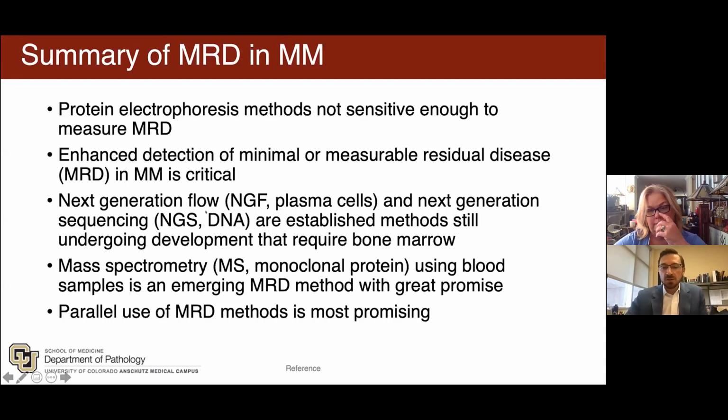Those methods are next generation flow for the cells, next generation sequencing for the DNA, and then mass spectrometry for the protein. Again, the cells and the DNA from the bone marrow and the protein circulating in the blood. So this, again, is one of the major upsides for mass spectrometry. And then, as with most methods, parallel use of these and complementarity of these methods is probably going to be the most helpful in identifying patients and their prognosis.